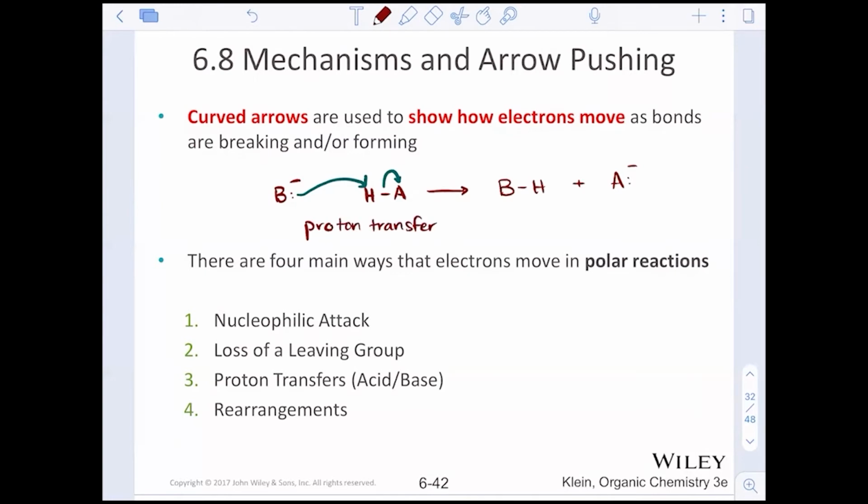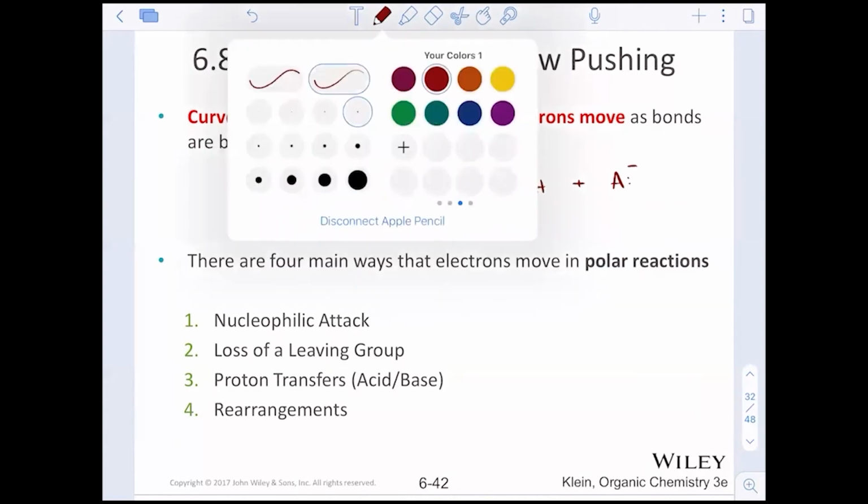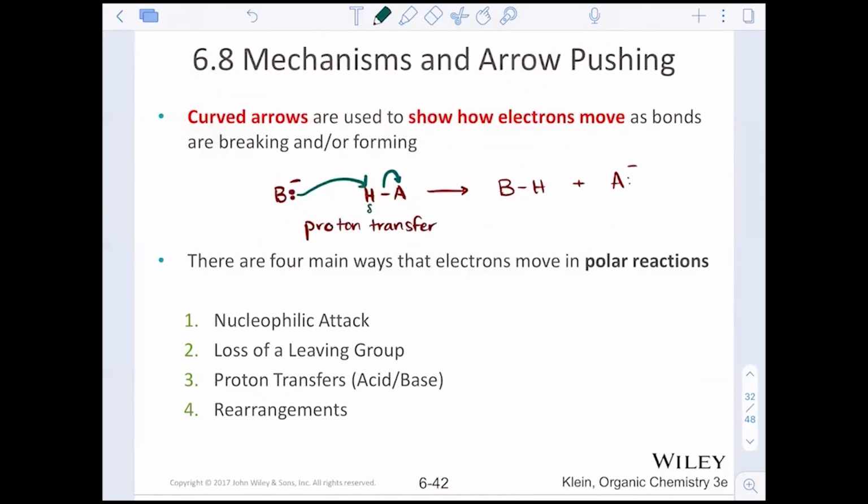But again, it's starting with something that is electron rich, the base, going towards something that is electron deficient, which is the delta plus on the proton. So we already do know one type of way that polar reactions show curved arrows in mechanisms. It's a proton transfer. We're going to go through all of these.